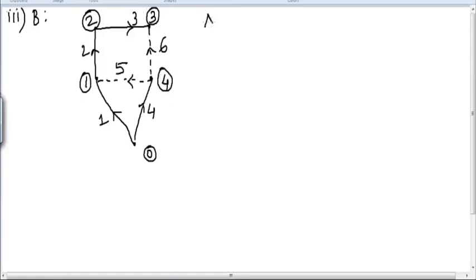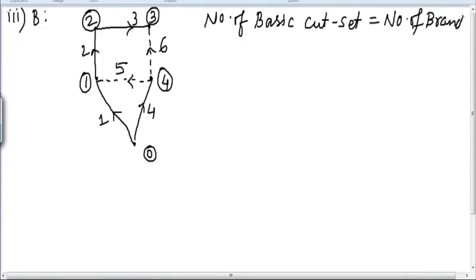Now you all know the number of basic cut sets is equal to the number of branches. So here there are 4 branches. So that's why the number of basic cut sets will also be 4. The basic cut sets will be named A, B, C and D. So let us cut these basic cut sets and write the various values.